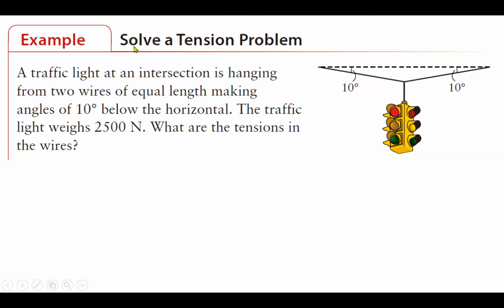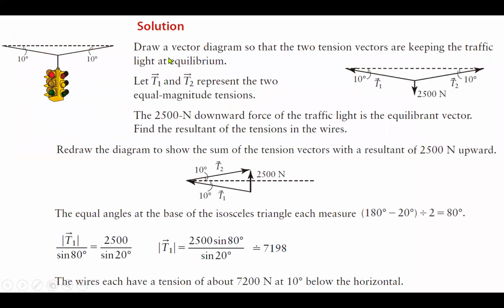Okay, have you finished? Any ideas? Okay, let's have a look at the solution together. We can draw a vector diagram so that the two tension vectors are keeping the traffic light at equilibrium.